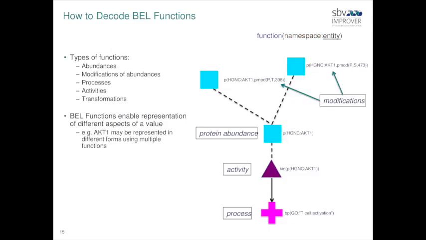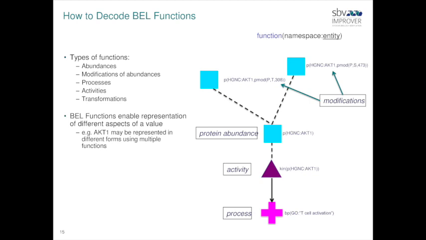Okay, and another feature of how the terms are represented in the networks is the function term. There are a multitude of functions available that can be associated with entities and namespaces. These can range from protein abundances to the modification of these abundances, and a modification could represent a phosphorylation or ubiquitination term. This also can capture processes and activities related to those proteins, as well as transformations.